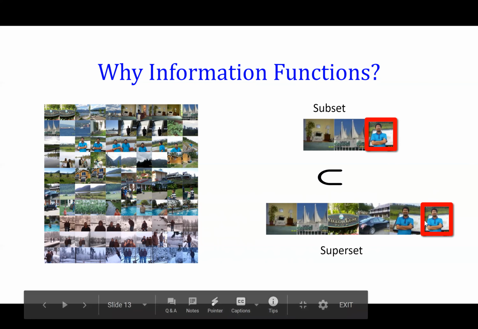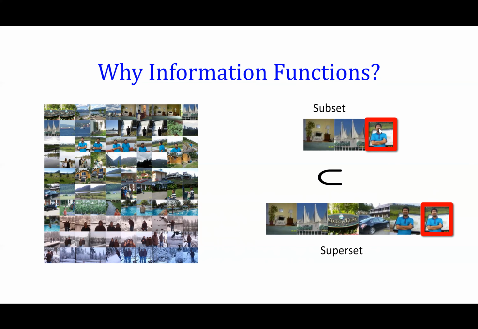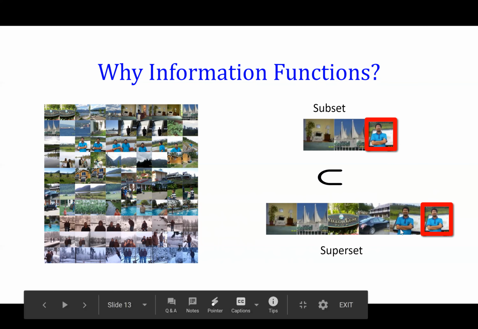So you add a new element here, and the gain in information of the new element would be larger in a smaller set as opposed to a larger set. So this is again diminishing returns as the context of the set grows. This is an information function.